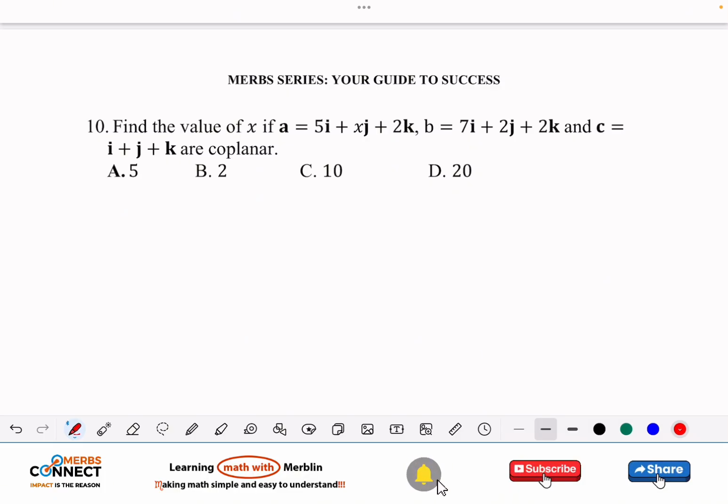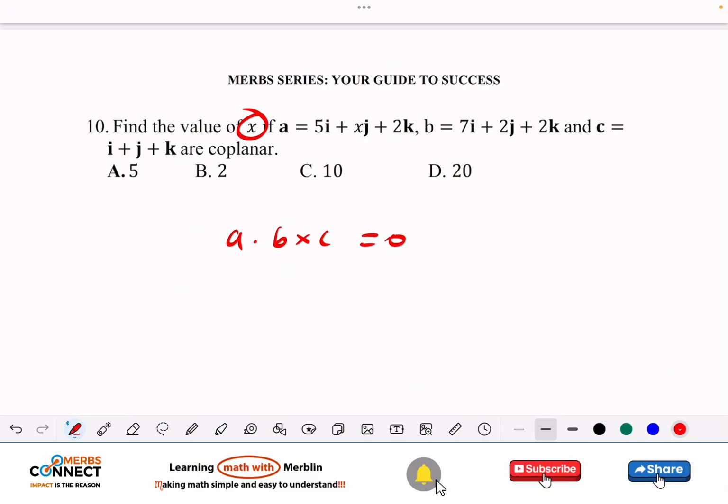Question 10, we want to find the value of x such that A, B, and C are coplanar. So we know coplanar vectors, right? For coplanar vectors, when we find the scalar triple product, it should be equal to 0. So it means that A dot B cross C should be equal to 0.